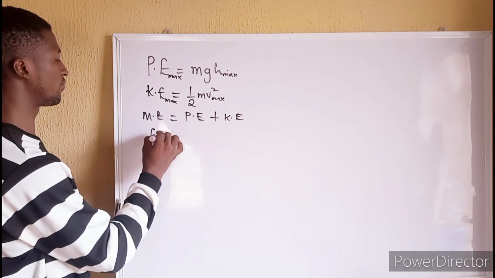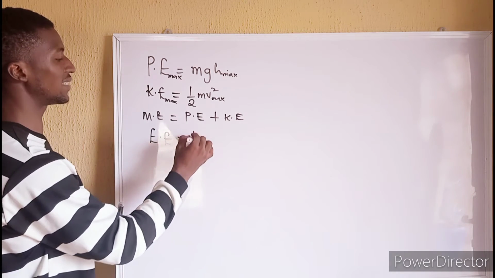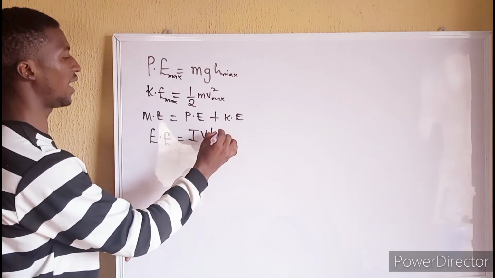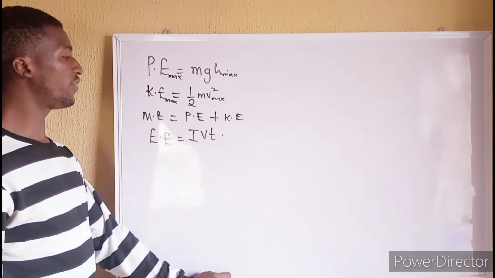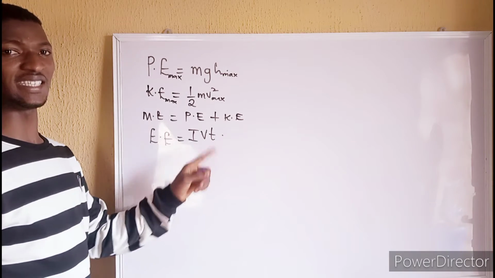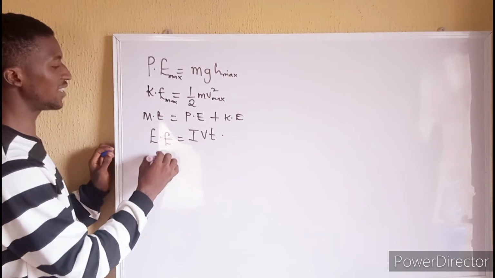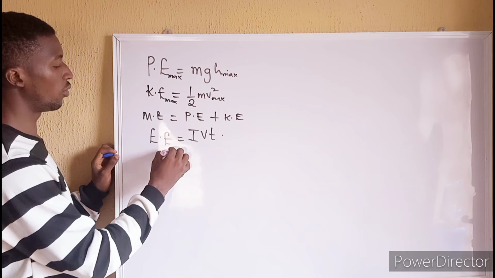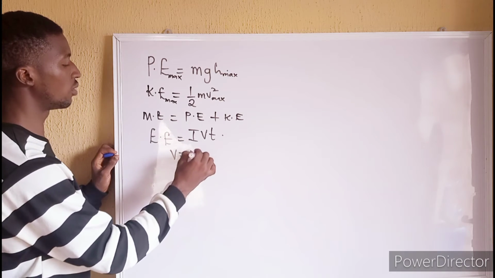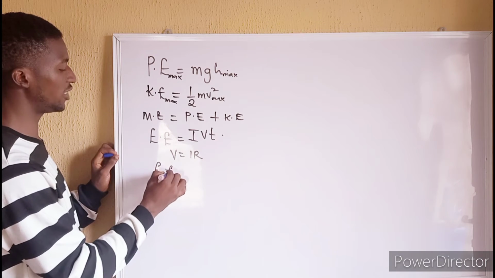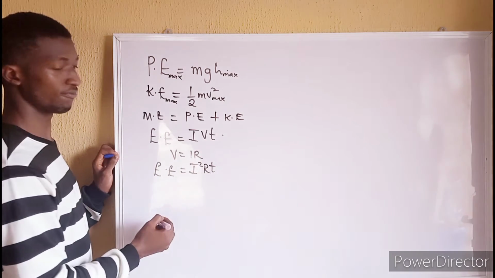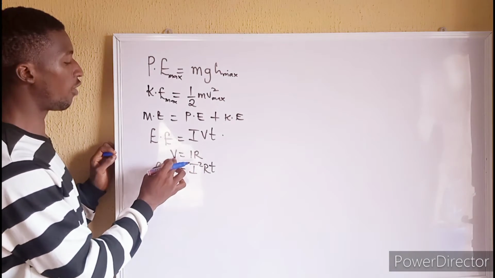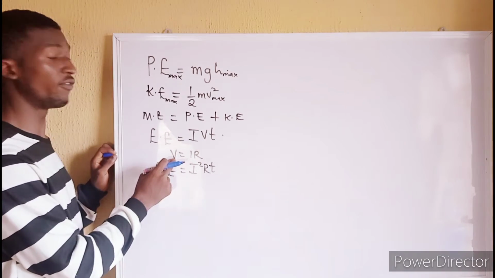Electrical energy can be expressed as IVT, where I is the current, V is the voltage, and T is the time. According to Ohm's law, V is equal to IR, so your electrical energy can be taken as I squared RT in place of the voltage when the voltage is not given.